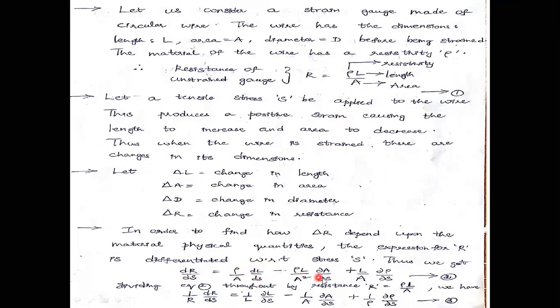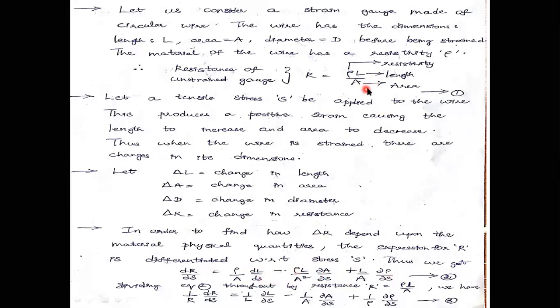Minus, the next term is the A term. This term is A. Rho L is constant. Denominator term will become A square. Rho L by A square, dou A by dou S. This is in the denominator term. Then I will get the minus term here. Minus rho L by A square dou A by dou S. Here also dou L by dou S.